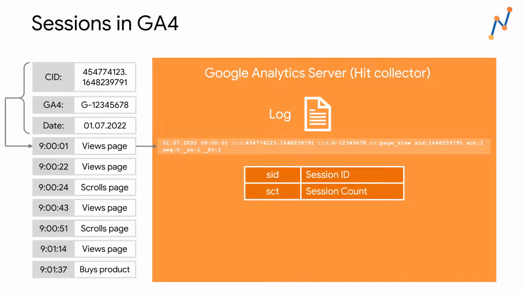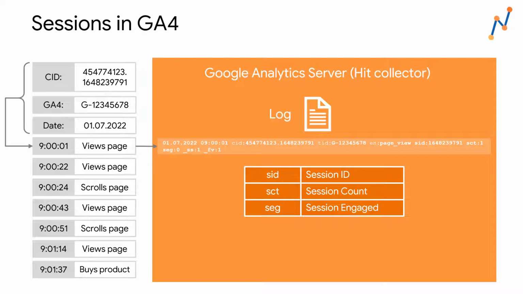You will also find the key value pair SCT, which stands for Session Count. This indicates the number of sessions this particular user or browser instance has had on this website. Next is the parameter SEG, which stands for Session Engaged. This Boolean value tells if the session is considered as engaged or not. Engaged is reflected with a value of 1 and not engaged by 0, like in this case.